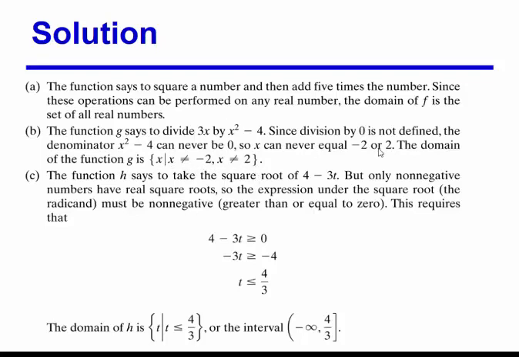So it's all real numbers except these two values. And then for c, the function h says to take the square root of 4 minus 3t, but only non-negative numbers have real square roots, so the expression under the square root, the radicand, must be greater than or equal to 0. When we solve that, we get that t is less than or equal to 4/3. So the domain of h is all numbers t such that t is less than or equal to 4/3, or in interval notation, negative infinity to 4/3.